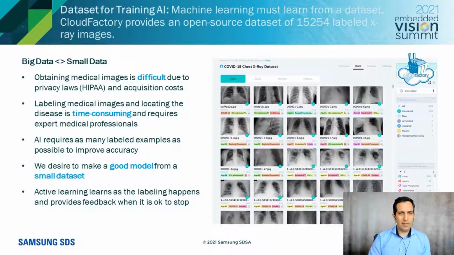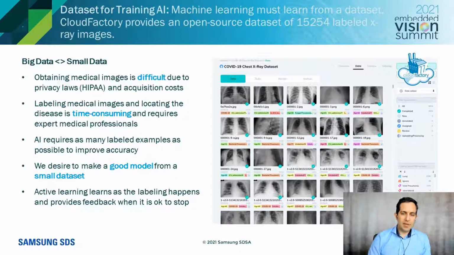So we're all familiar with the slogan big data, where usually the answer to all problems is get more data. But in cases like this, medical imaging, where acquiring more data is difficult or expensive or just not possible, we have to think in terms of the slogan small data and see what we can do with the restricted amount of data that we actually have.